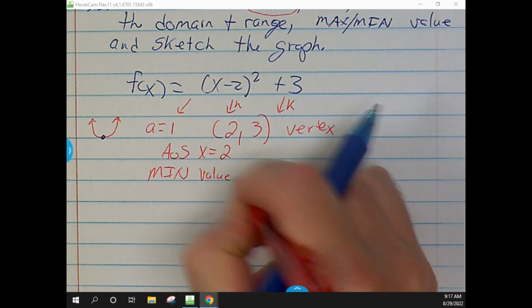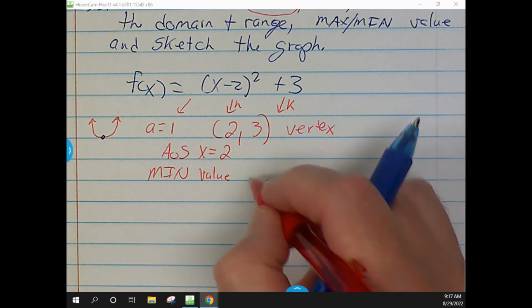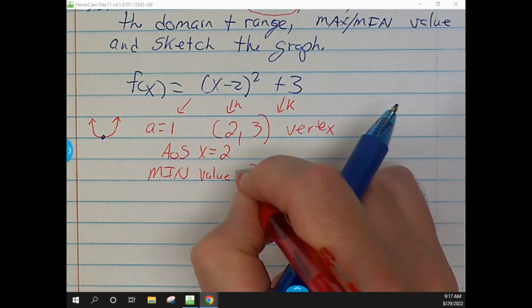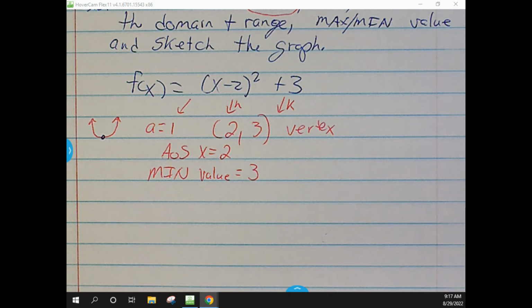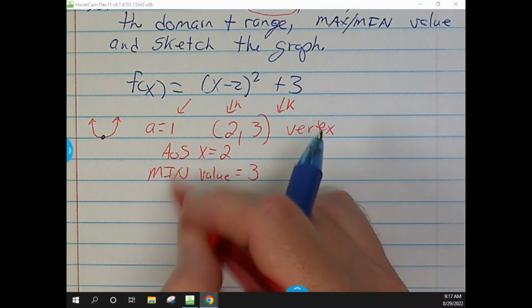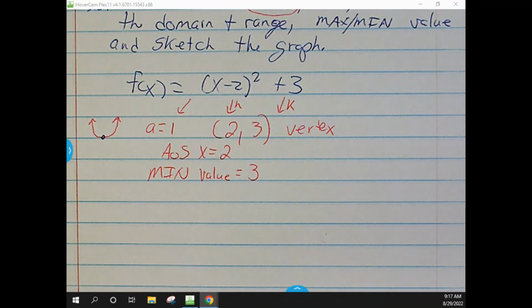All right. And again, your min value is your Y value. So the axis of symmetry is always the X value. The max or min value is always the Y value. I think on the online homework, they give you a box that you either click max or min, and then you just put in 3. Okay. Yeah.